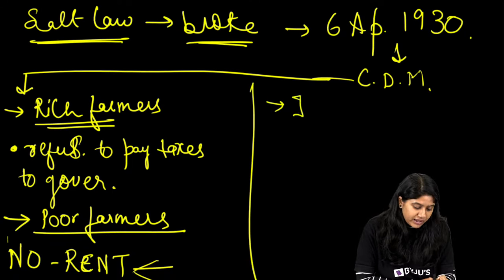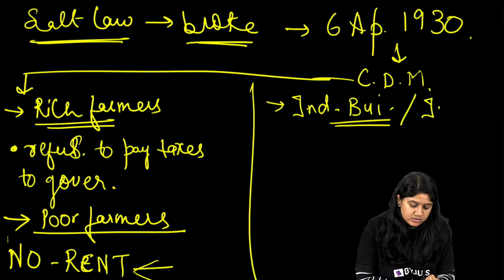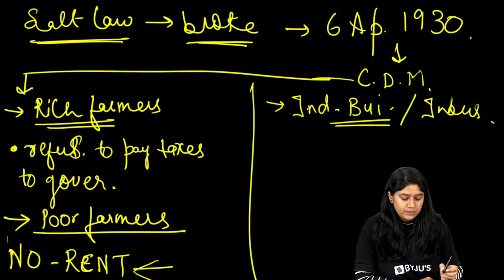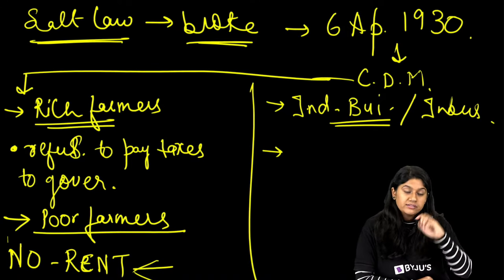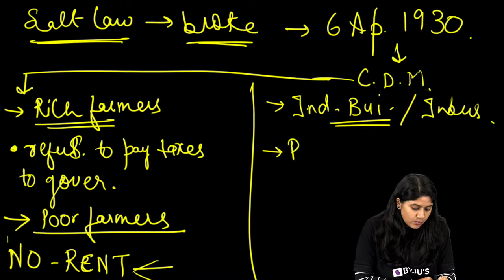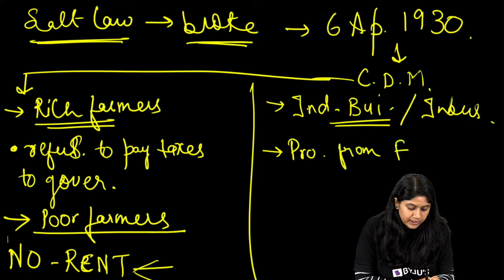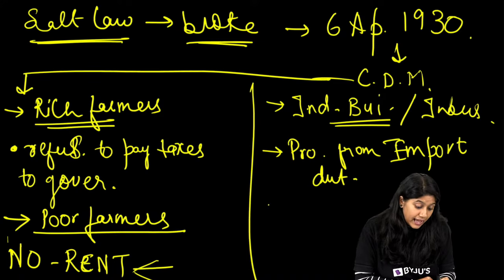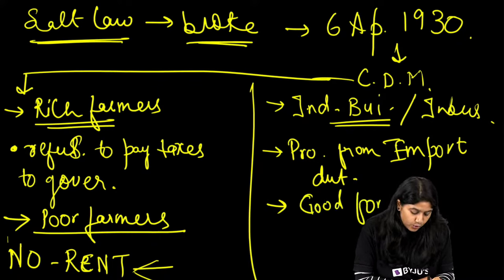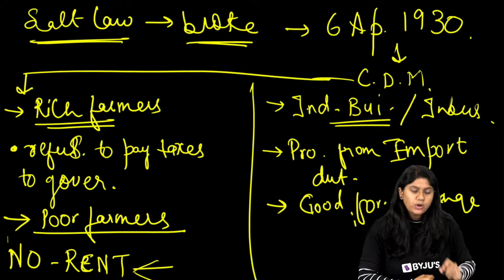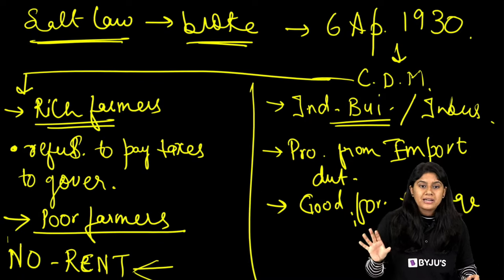Then we have Indian businessmen and industry owners, right? They were much in favor. Their two demands were that first, they want protection from import duties, and they want good foreign exchange, right? They want good foreign exchange in terms of the money.